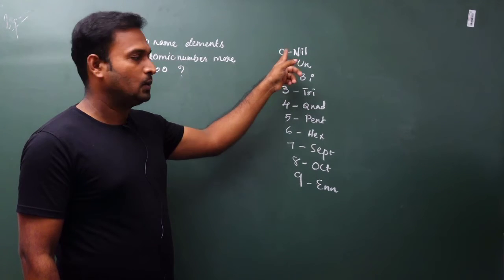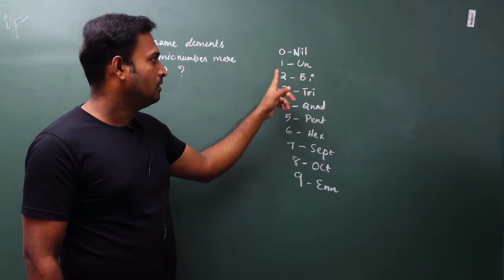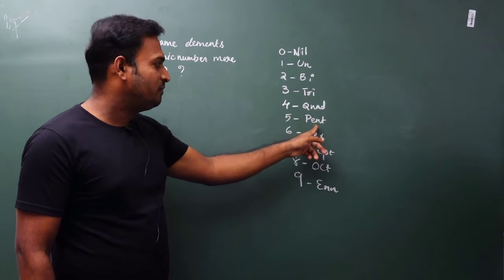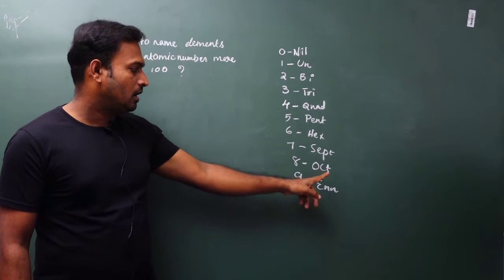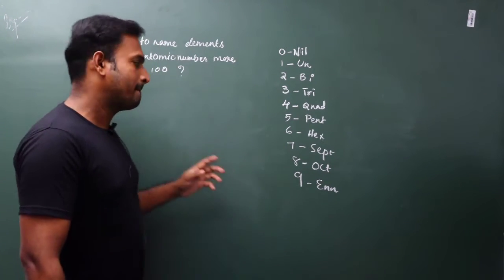For 0, the word is nil. For 1, we use the word un. For 2, it is bi. For 3, tri. 4, quad. 5, pent. 6, hex. 7, sept. 8, oct. And 9, enn. Now we can start the question.